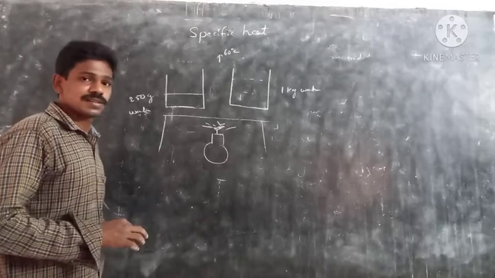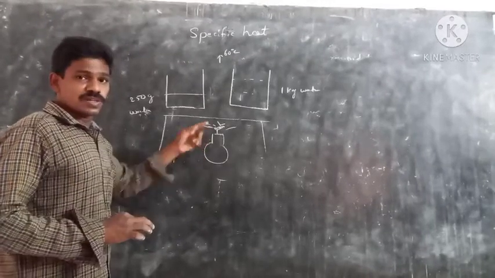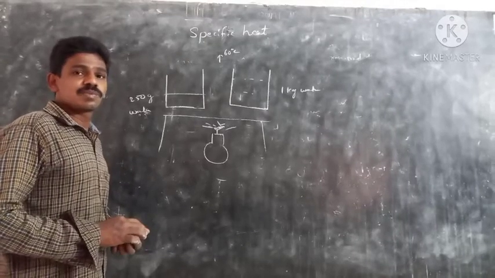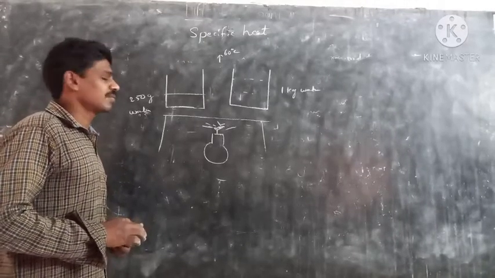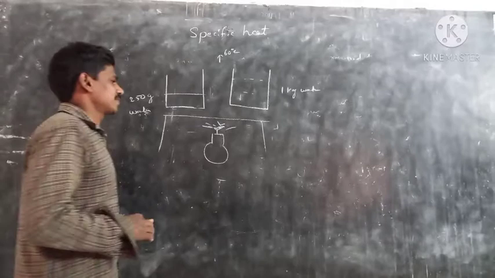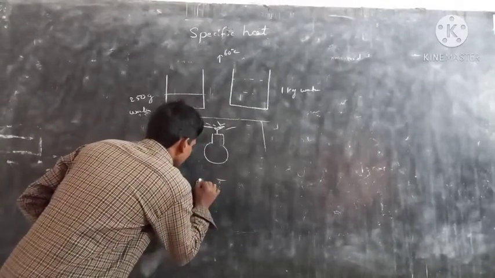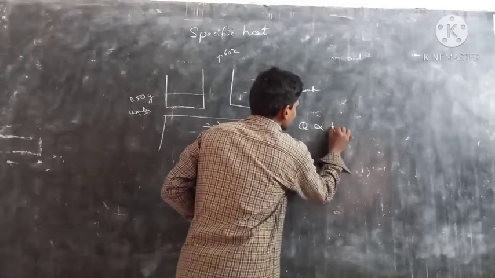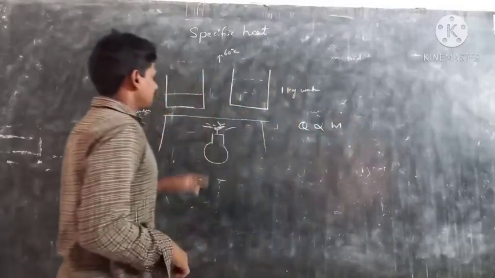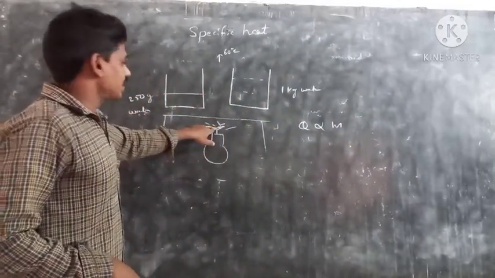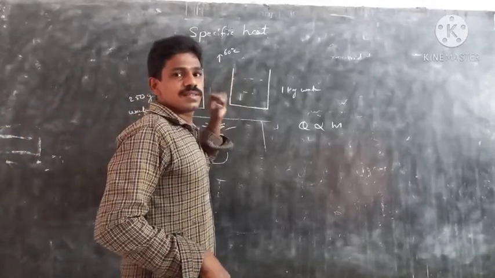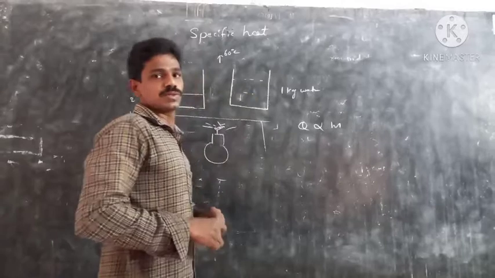That means the amount of heat energy required is directly proportional to its mass. That means Q is directly proportional to M. The amount of heat energy required is directly proportional to the mass of the substance which we use.